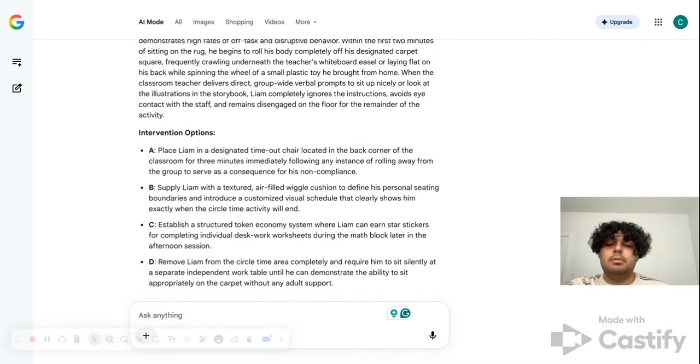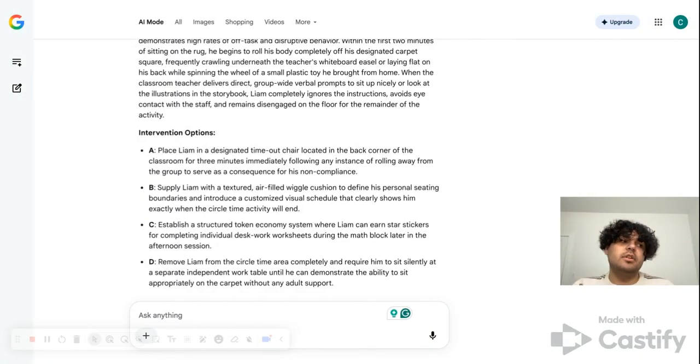So C is establish a structured token economy system where Liam can earn star stickers for completing individual desk worksheets during the math block center later in the afternoon session. So, I'm not a big fan of token economies in most instances. I do see a purpose for them in some, but I see them used very inappropriately, unfortunately. But beside that, and no bias, there's no reason to be using a token economy in this situation.